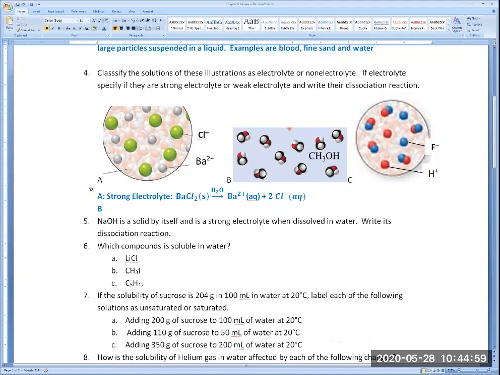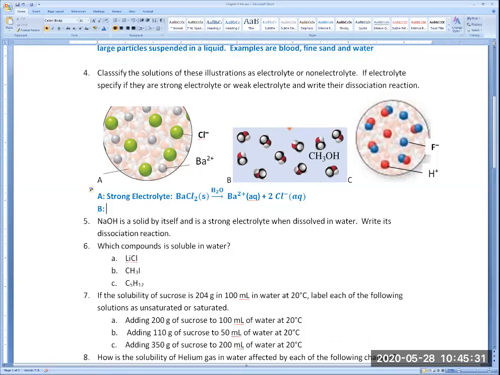B is CH3OH. CH3OH is methanol. It's an alcohol not to drink, because it really can get you crazy. It's very toxic. And so methanol, when it's in solution, stays as methanol. And here it's just methanol because methanol is a liquid.